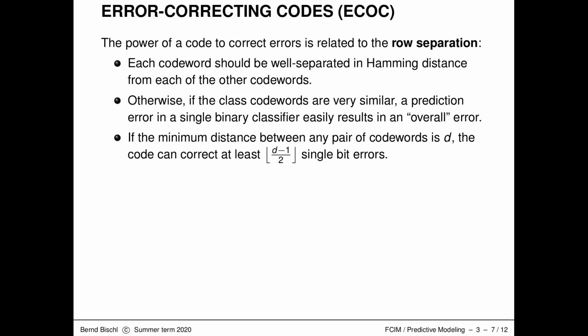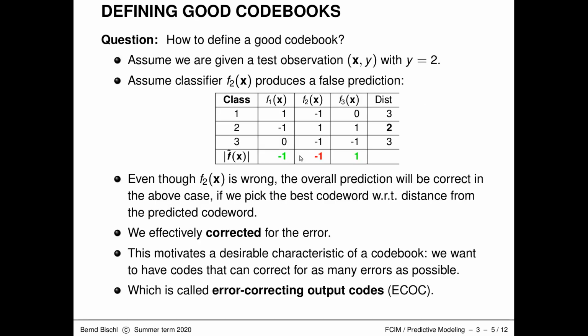The reason being is if code words are very similar, very few component errors can actually result in an overall error. On the other hand, if the minimum distance between any pair of code words is d, I can correct at least floor of (d-1)/2 single bit errors. Why is that? For example, assume that there is a distance of 5 between all of these code words here, and then I make a mistake in 2 components. Distance will still be minimal to the correct row, to the correct code word.